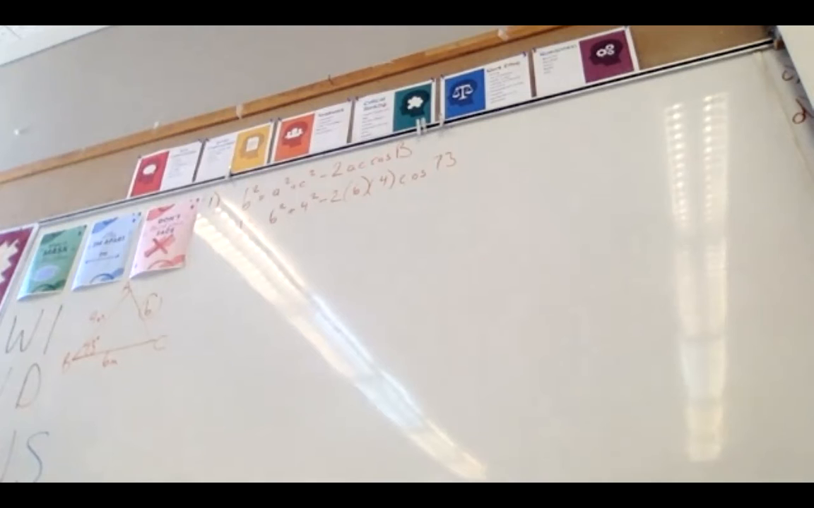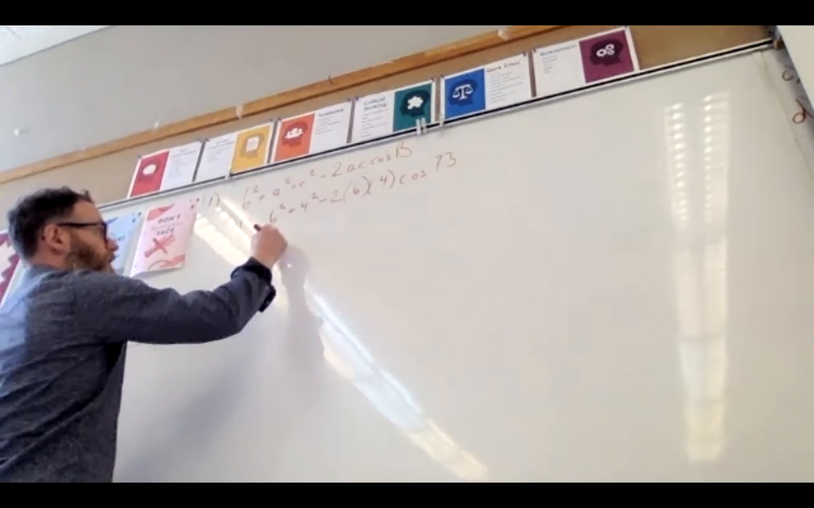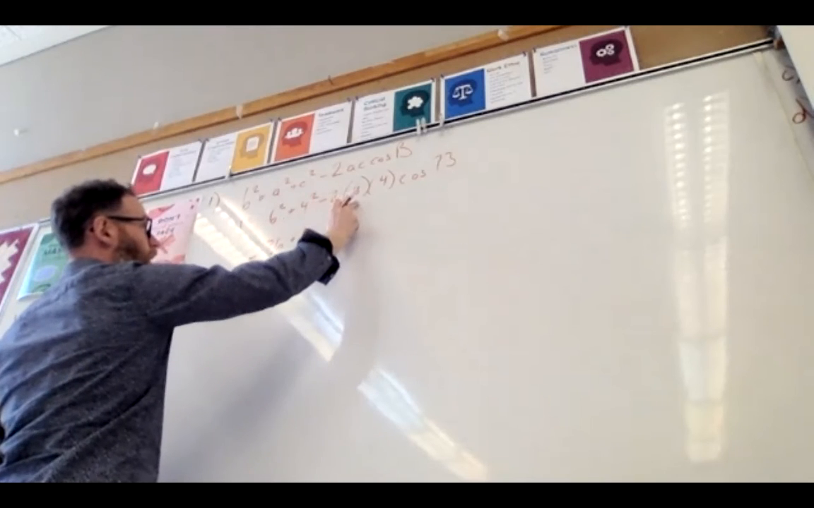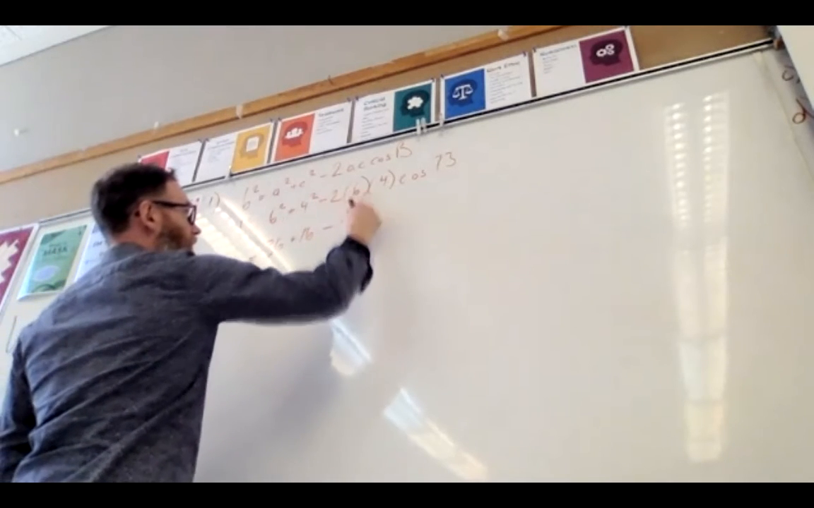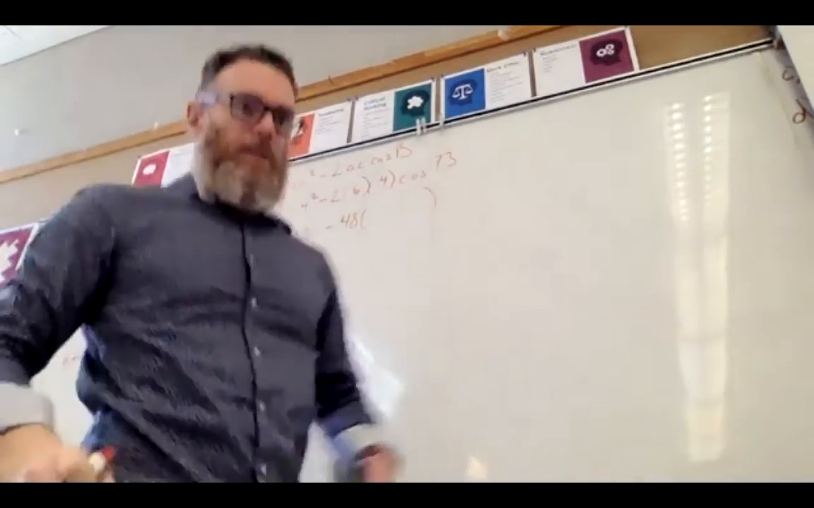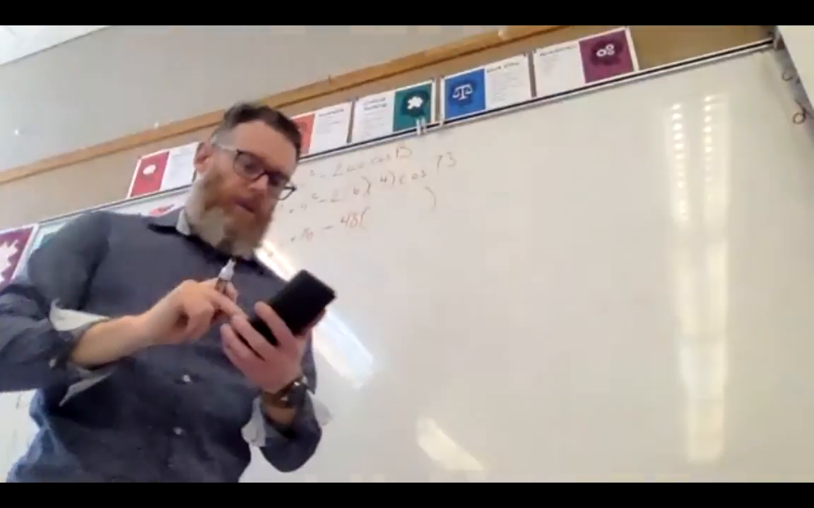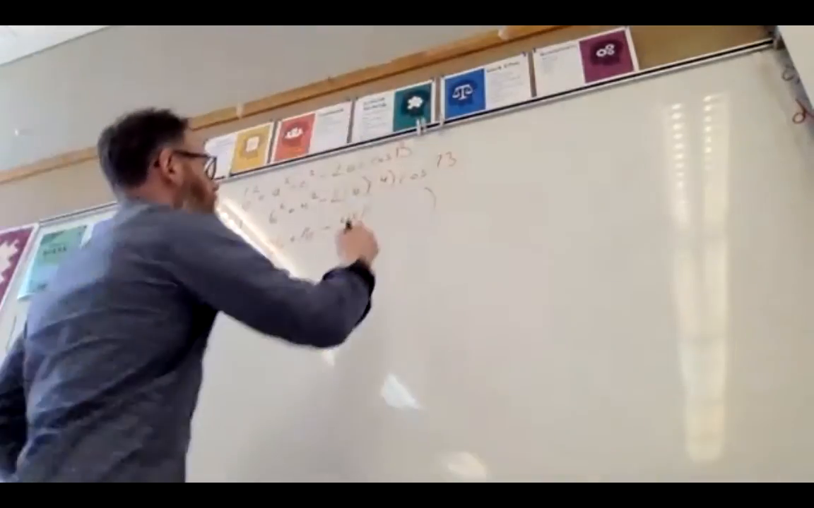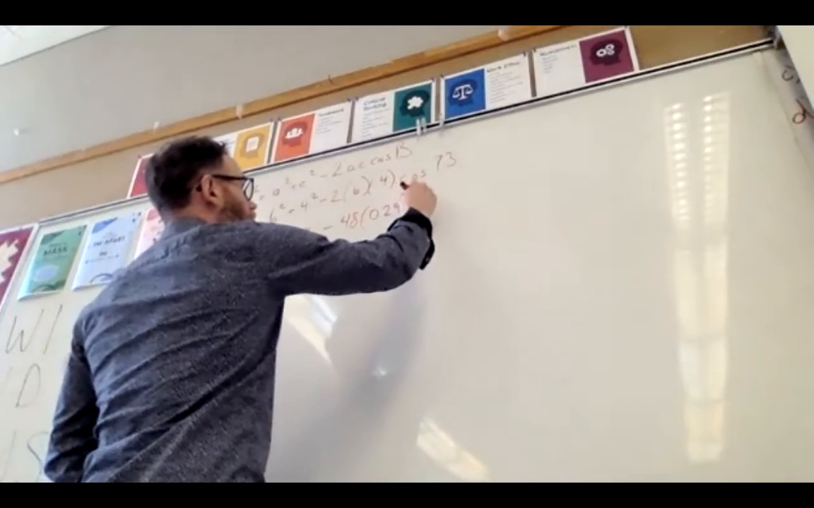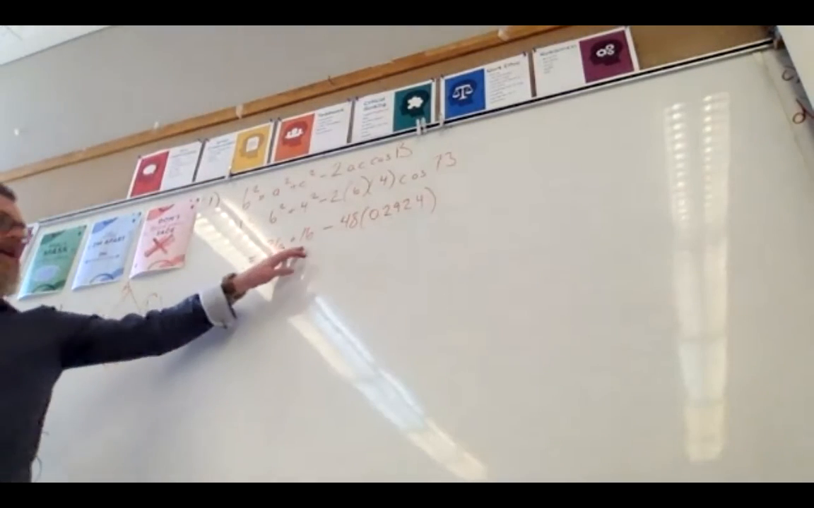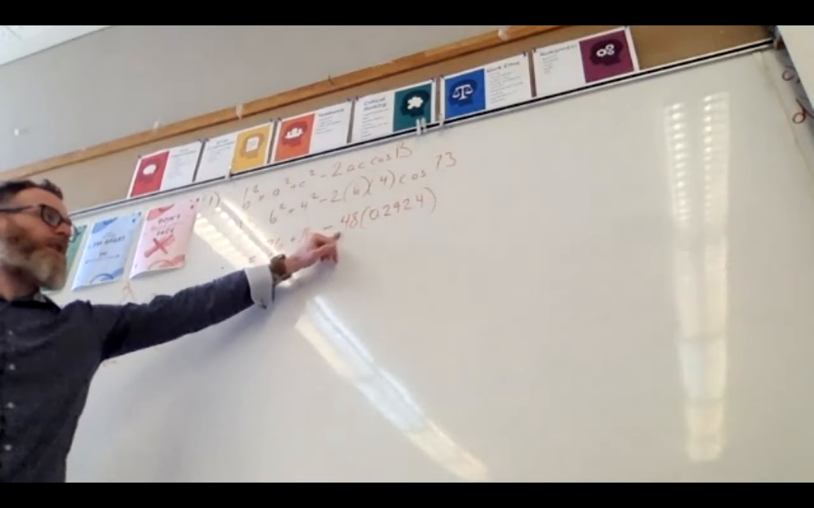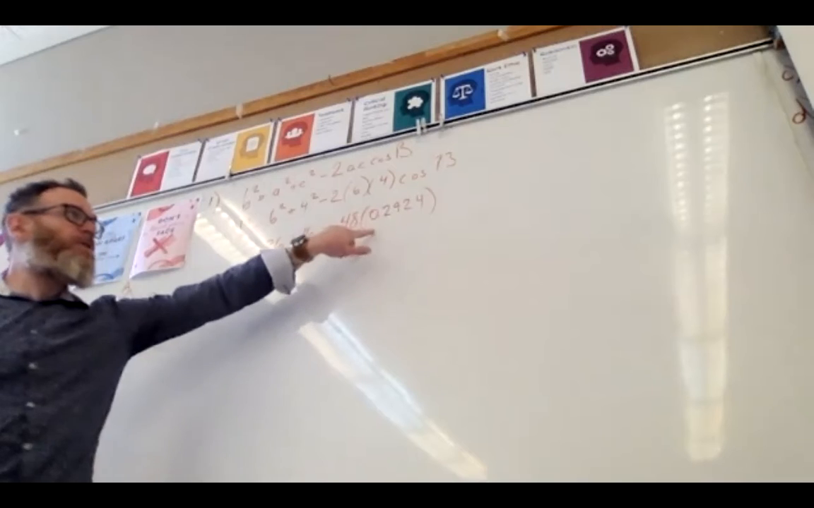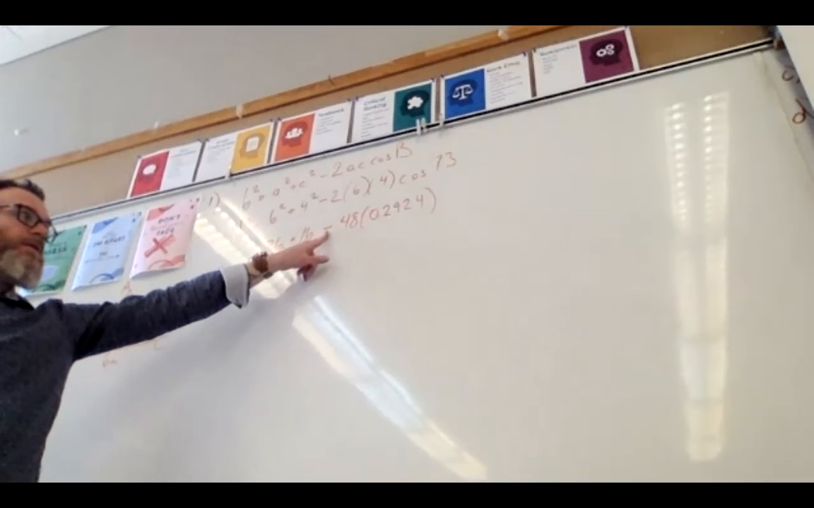Cool. We start doing some simplifying. 6 squared is 36. 4 squared is 16. Minus 2 times 6 is 12. 12 times 4 is 48. 48 times cos of 73, which is 0.2924. Now it's important to not do 36 plus 16 is 52, minus 48, that's 4. It's not 4 times this. It's 48 times this. You have to do your multiplication before you do your addition and subtraction.